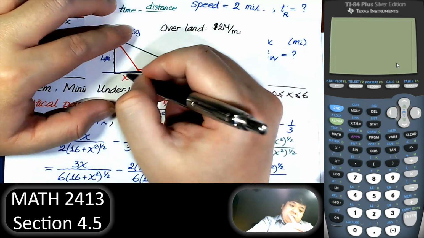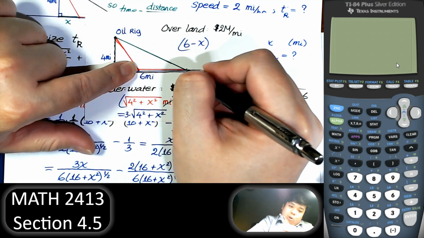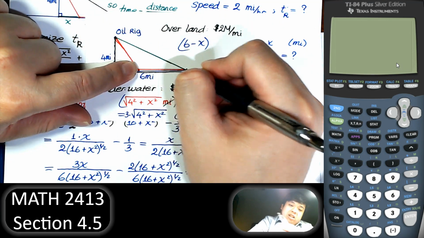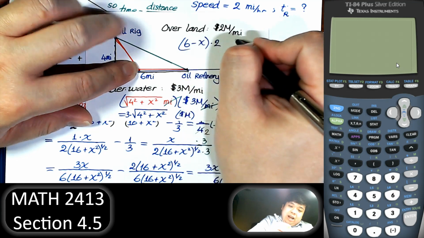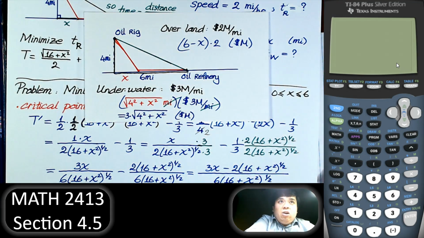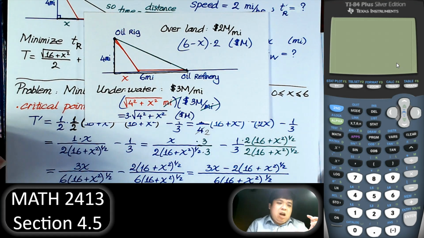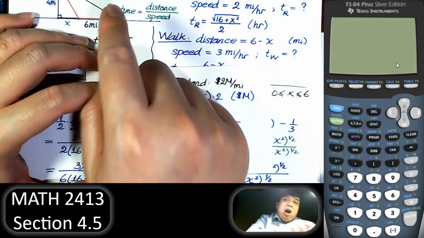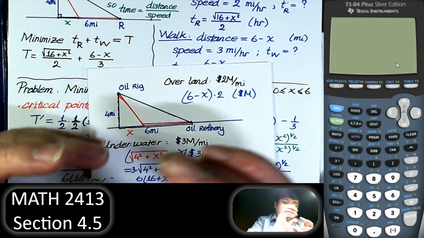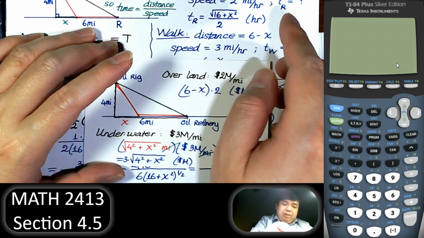We do the same thing. It's going to be 6 minus x for the over the land pipeline times 2, and the unit, of course, millions of dollars. All right, add them and try to find the minimum. So this will be a very similar type of problem, except make sure that in this case we have the time, the distance, and the speed. Just trying to show the correct quantity here.